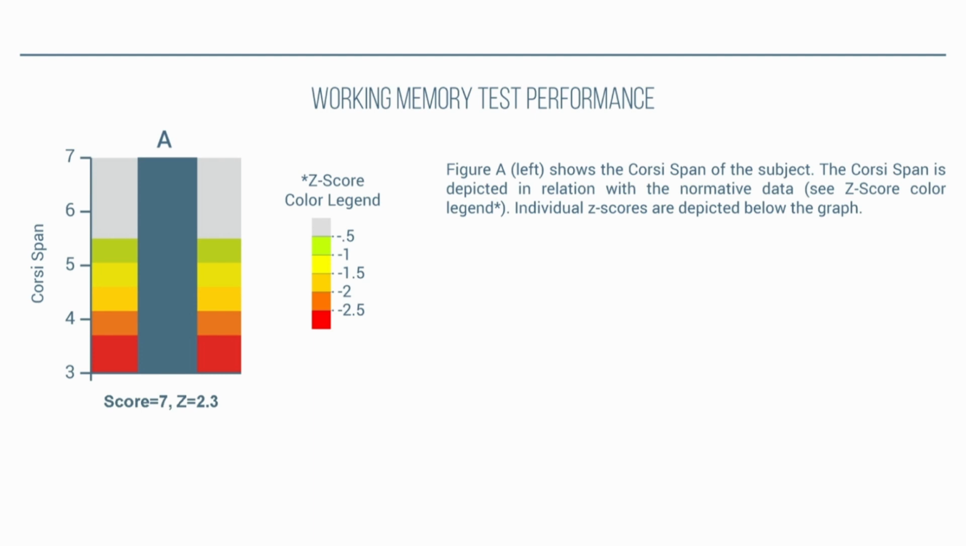For the Corsi block tapping test, it is only clinically meaningful when a person scores below the norm. This is why the color coding of the z-scores changes for negative z-scores only.